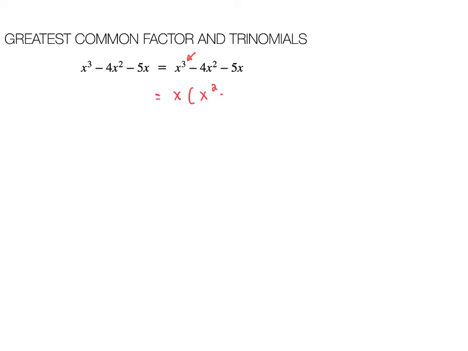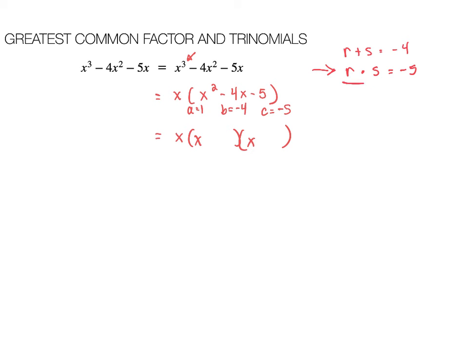X squared minus 4x minus 5. There we go. Now what we're going to do is try to factor that trinomial: x and x. I just have to figure out what r and s are. My a value is 1, my b is negative 4, that's what they add to, and my c is negative 5, that's what they multiply to. So r times s has to equal negative 5, but r plus s has to equal negative 4.